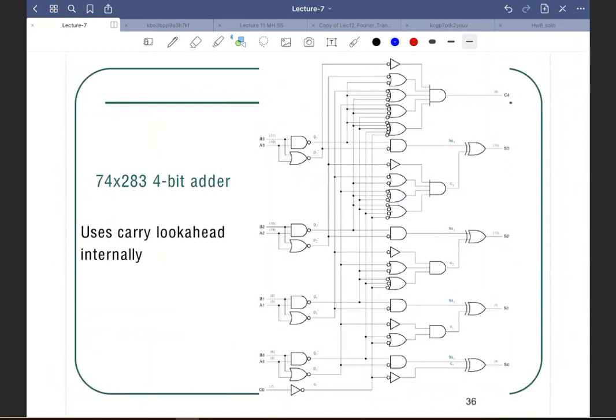This is the 4-bit adder. Earlier we were just showing part of this, but again, 2 inputs, 3 inputs, 4 inputs, 5 inputs. So the fan-in keeps increasing, which is the problem with the carry look ahead adder. Because we want to do it very quickly, fan-in will increase. Also, the number of gate delays will be constant no matter how many bits you have.